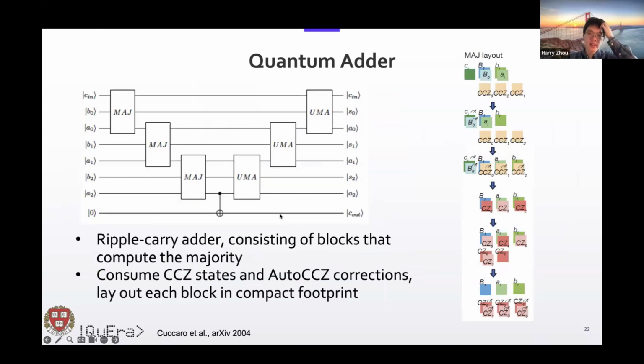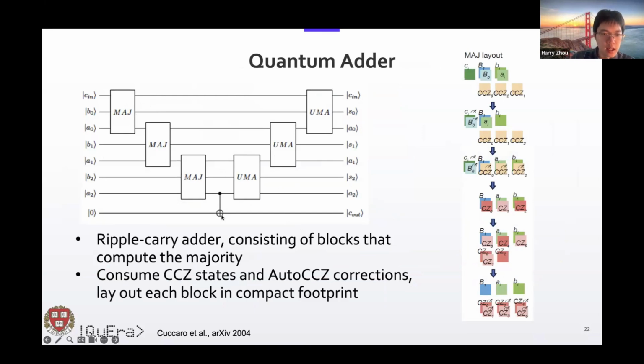I'll just walk you through again one of the key subroutines that we look at here. We're looking at a quantum adder, which has this ripple carry structure where you're taking the majority of the output in each of these individual steps. And then finally, on the way back, you do this majority operation.